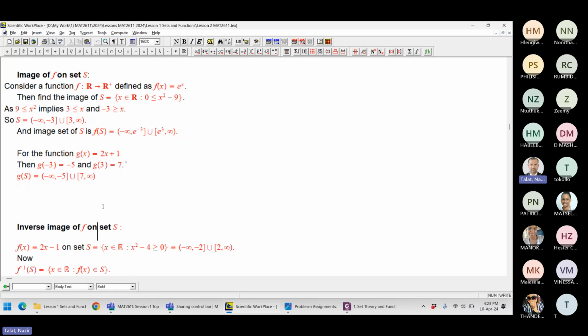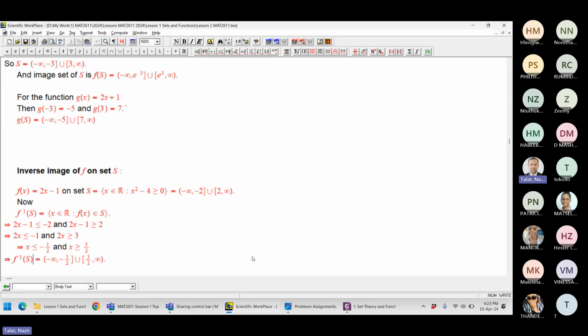For instance, if we need to identify the inverse image of the function f of x equal to 2x minus 1 on this set S, which is the collection of all those elements where x square minus 4 is greater than 0. And remember that we can write this set as all those values where x square is greater than 4, or the entries which are greater than or equal to 2 and less than or equal to minus 2. So this is our set S.